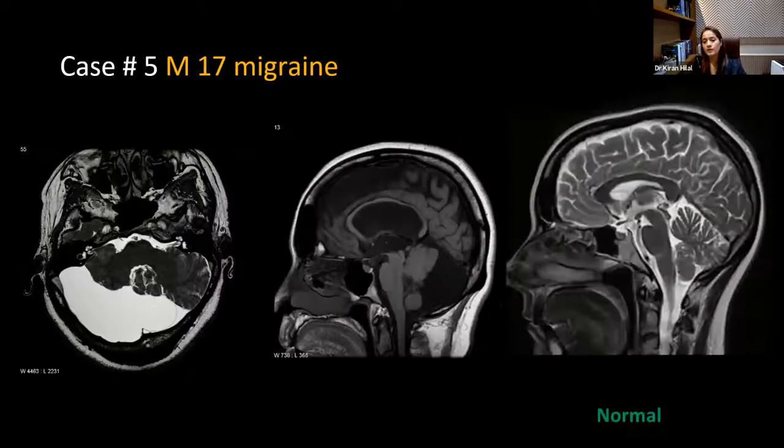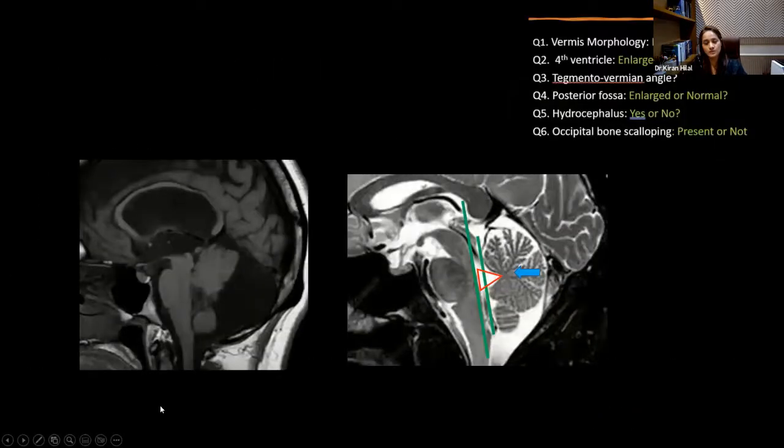And calling it abnormal, you need to have a normal one as a reference. So if you compare it with the normal one, you will definitely see an abnormal cystic area in the posterior fossa. So again, let's explore this case with our 6 question-based approach.